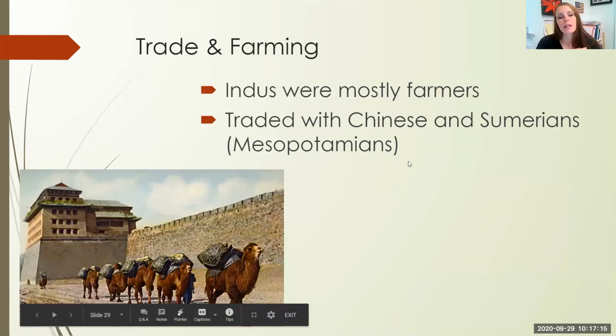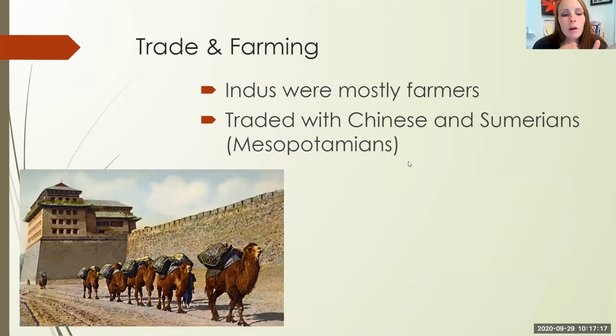Trading and farming in the Indus Valley civilization. Just like the Egyptians, they were mostly farmers. They did do some trading, but mostly farmers.